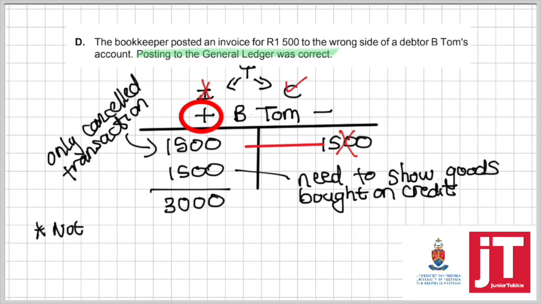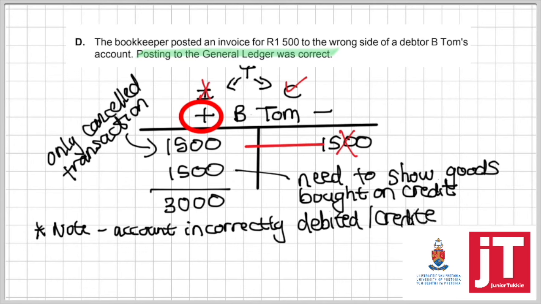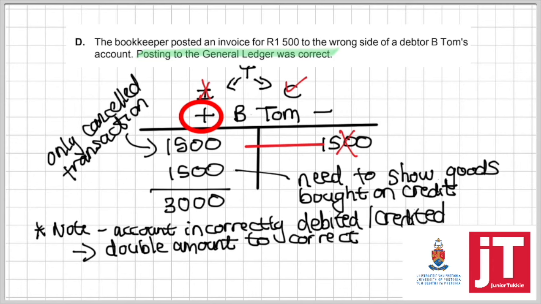Please take note, whenever an account is incorrectly debited or credited, we always need to correct it by adding it twice. Why? We first need to cancel that transaction that was done incorrectly, and then secondly, we still need to show the transaction that actually happened.